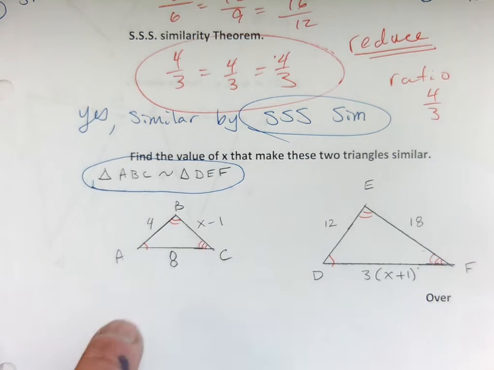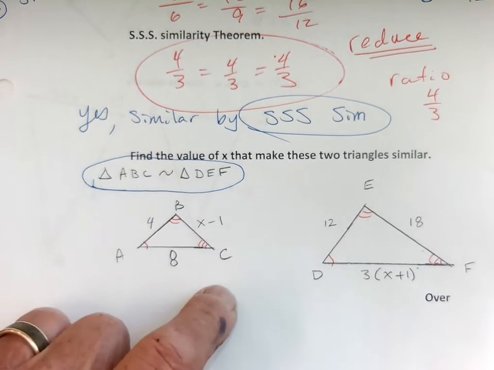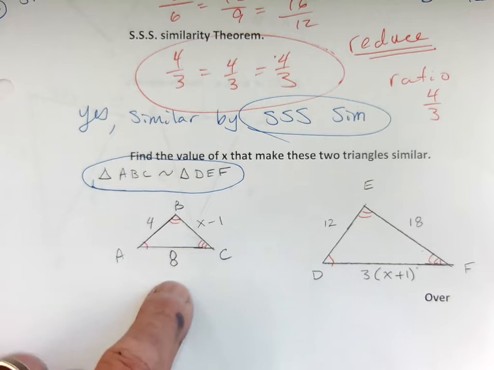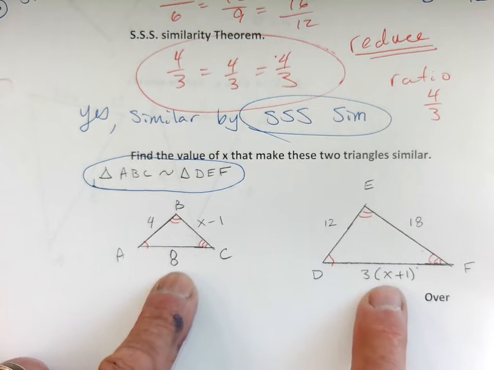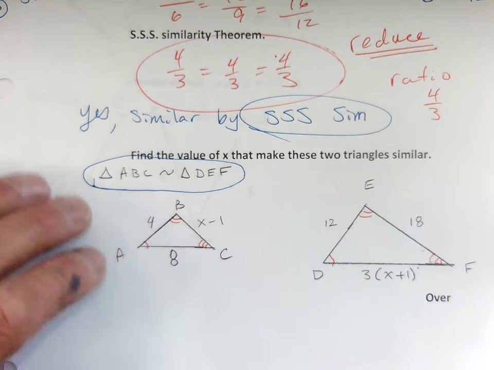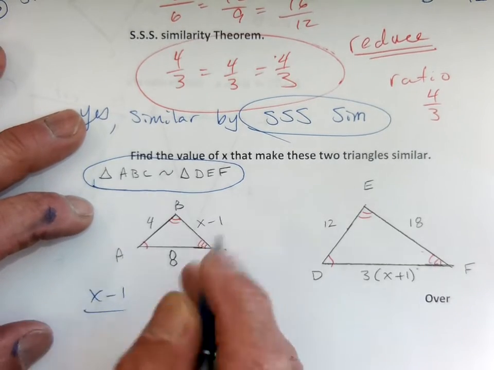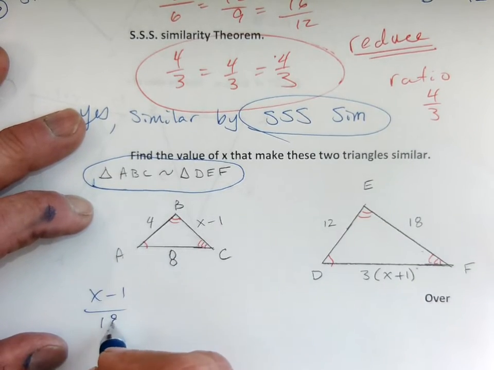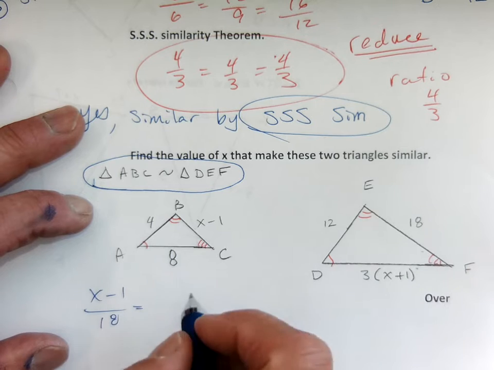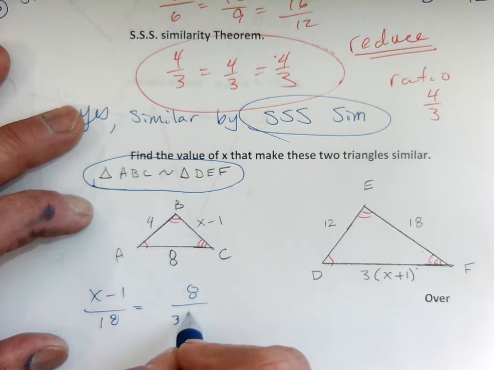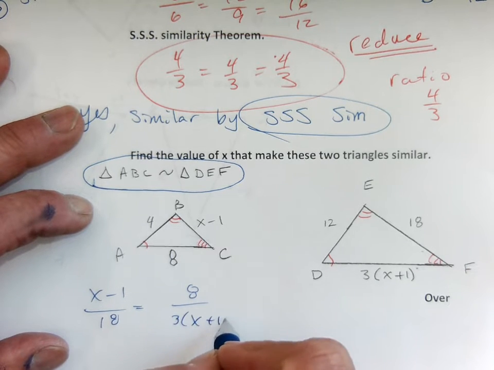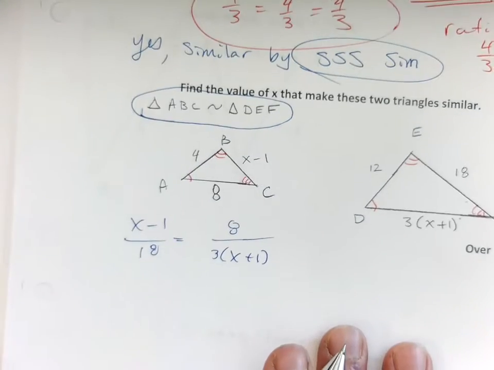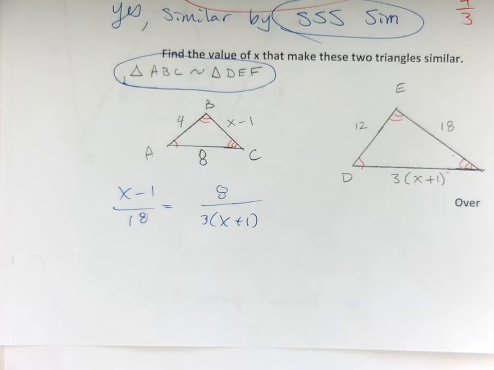I'm going to go BC to EF as 8 goes to my 3 times x plus 1. And again, there are other ways to set this up. I'm going to go x minus 1 goes to 18 as 8 goes to 3 times x plus 1, okay? Again, there is another way to set this up. That's just one, right? There's other ways to do this. I just have to be consistent.